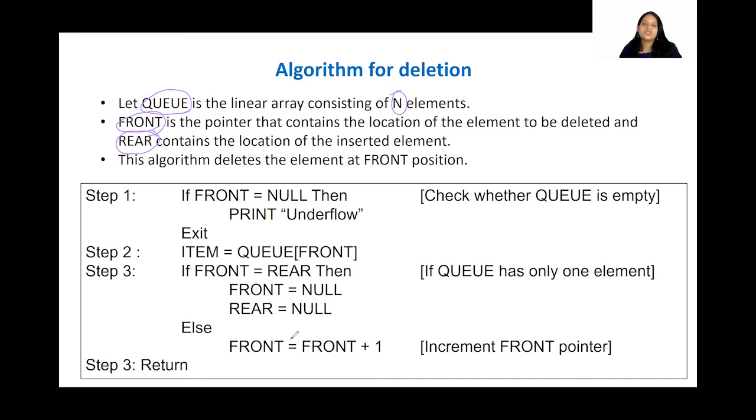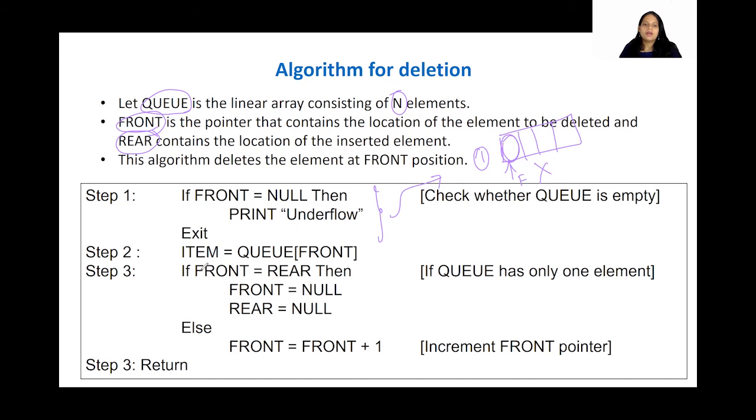First, we are going to check for the underflow condition. That is, if my queue is empty, I cannot delete. So what is it? First condition is, is my queue empty? That is, if F is equal to null. Null is nothing but no value here. In this case, we cannot do the deletion. So this is my underflow condition.